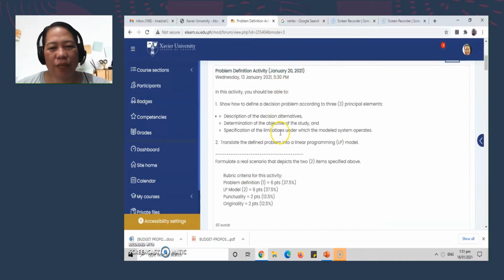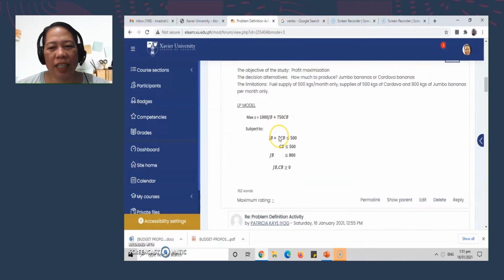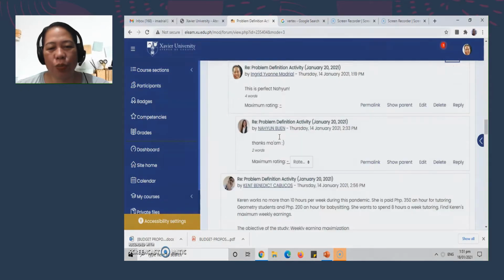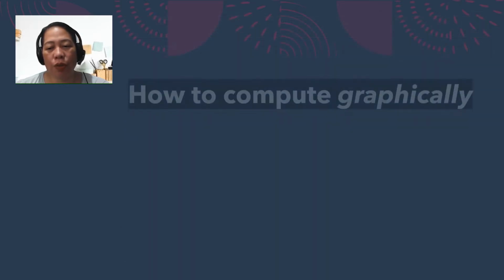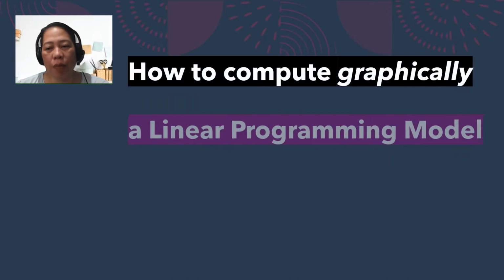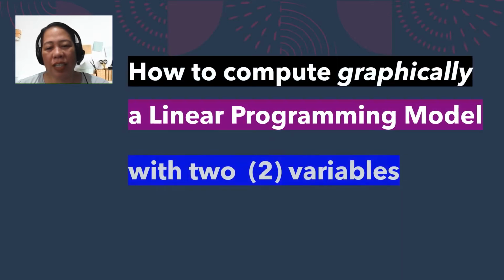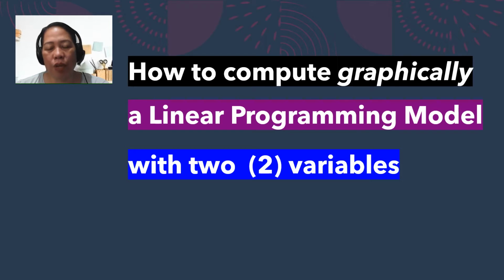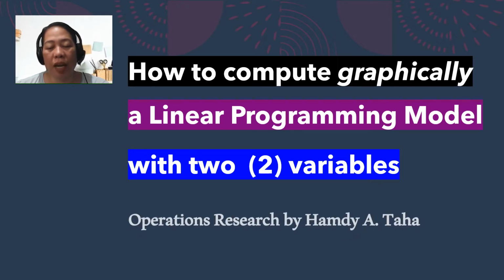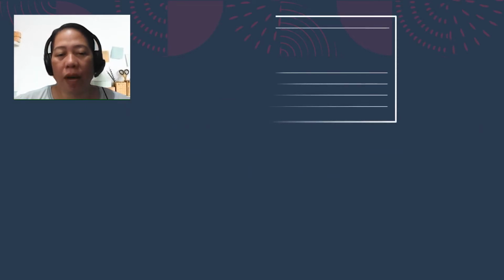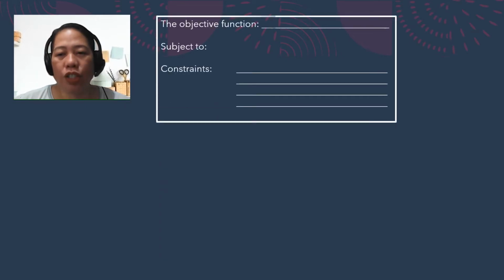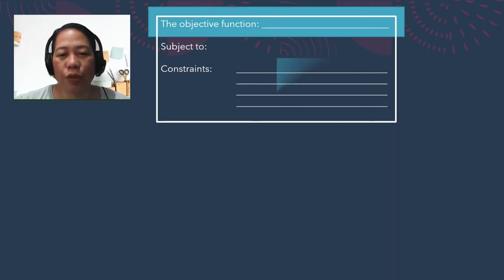In our last activity, you have tried formulating a linear programming model from a case situation. In this video, I'd like to show to you how to compute graphically a linear programming model with two variables. This example is found in our textbook, Operations Research by Hamdy A. Taha. Recalling the general format of an OR model, it should have an objective function subject to identified constraints.